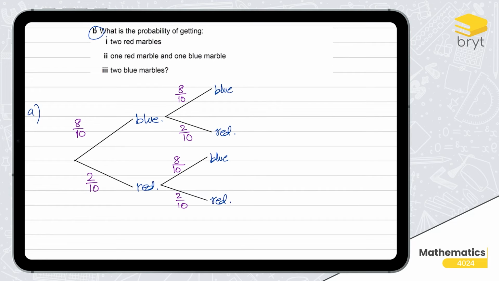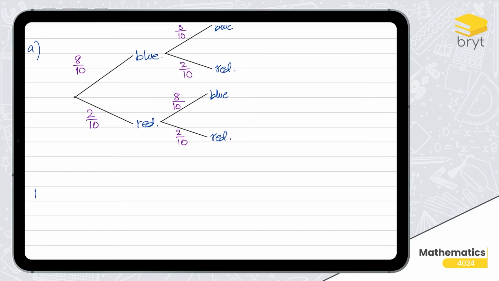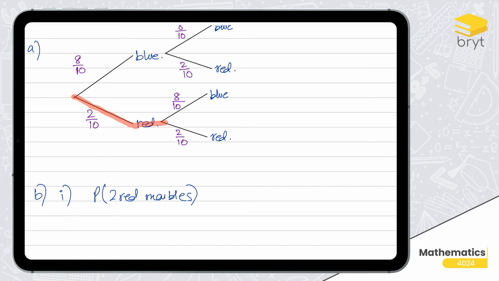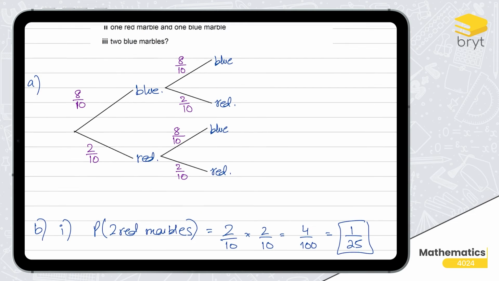Now it says, what is the probability of getting 2 red marbles. So in part B, the first one is asking for 2 red marbles. That is simply going to be red and red. So that is 2 over 10 times 2 over 10, which is 4 over 100, which I can simplify to 1 over 25. Okay, so this one's done.